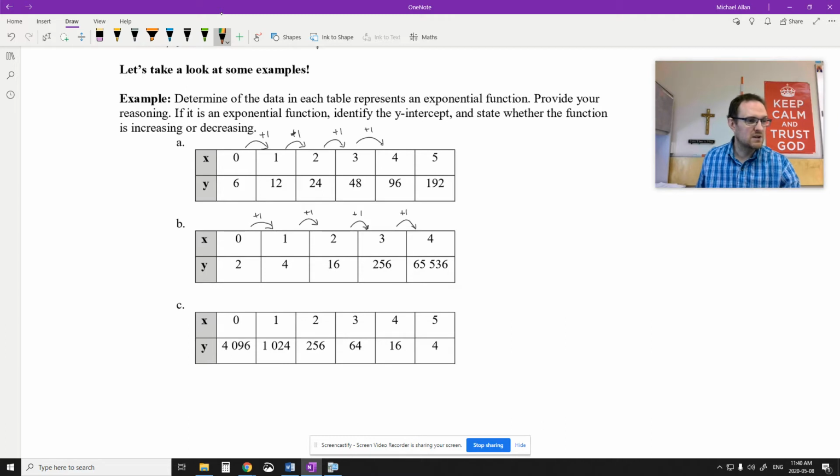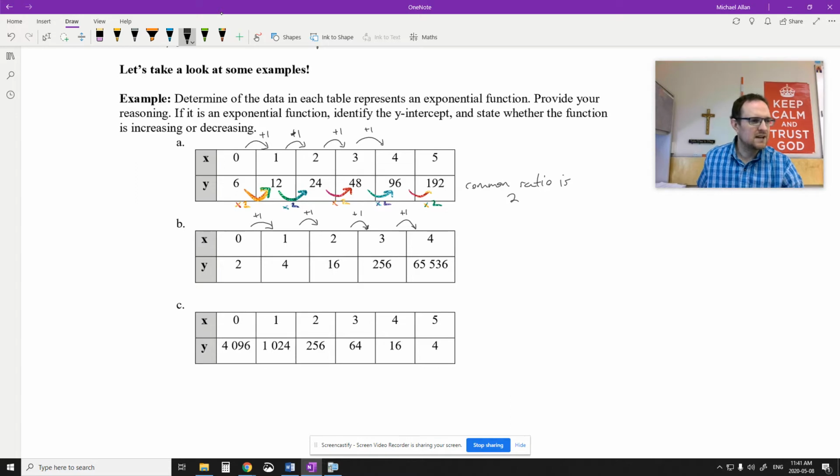Now, for the next numbers here, from the 6 to the 12, what happens? Well, that's a times by 2. A times by 2. A times by 2. The last one, times by 2. So my common ratio here is 2.